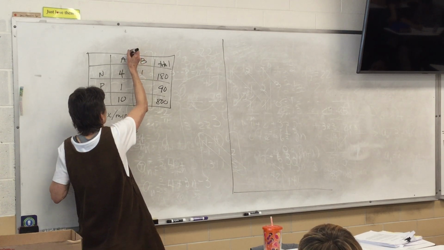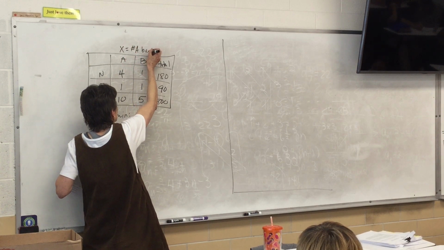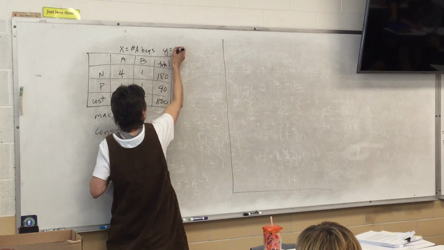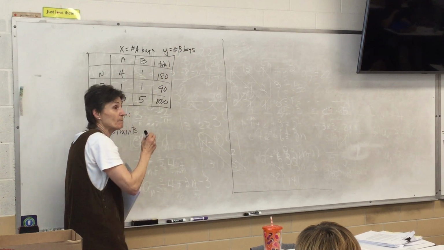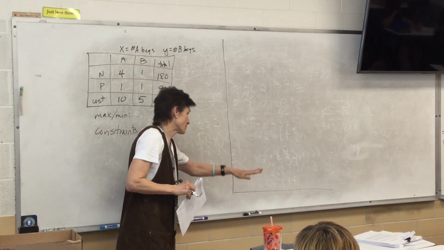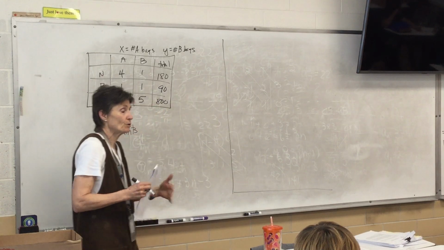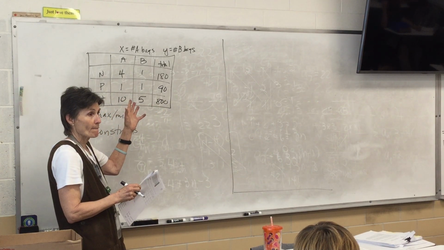So maybe I'll let the number of A bags be X and Y can be the number of B bags. Now, I am fine if you want to use A and B as your variables. I'm graphing this, I'm used to this being X and this being Y, but you can do A and B if you'd rather. All right, you with me?